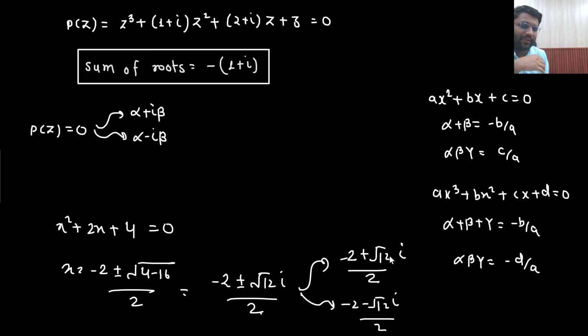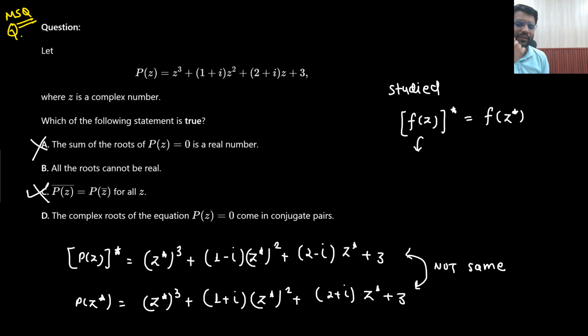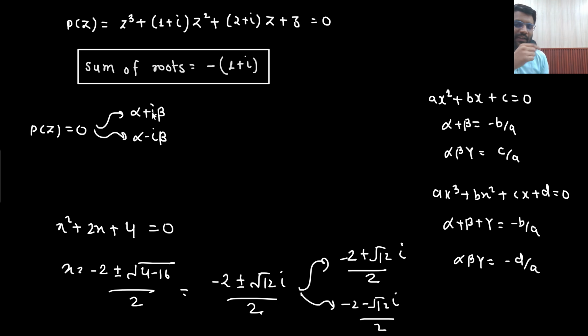So these are the roots. One root is alpha plus iota beta and the other root is alpha minus iota beta. Both are the same. The other has to be a conjugate pair. What they have said is that they should be conjugate pairs. What is the meaning of conjugate? That in place of iota you put minus iota.